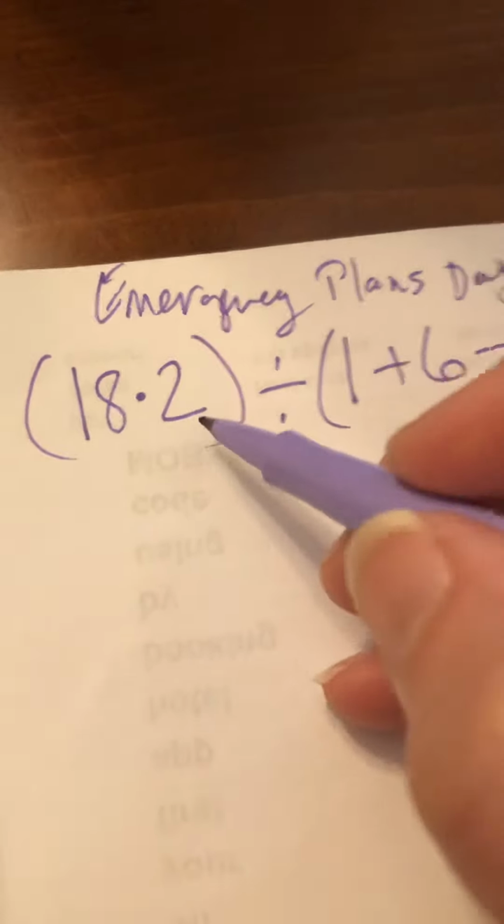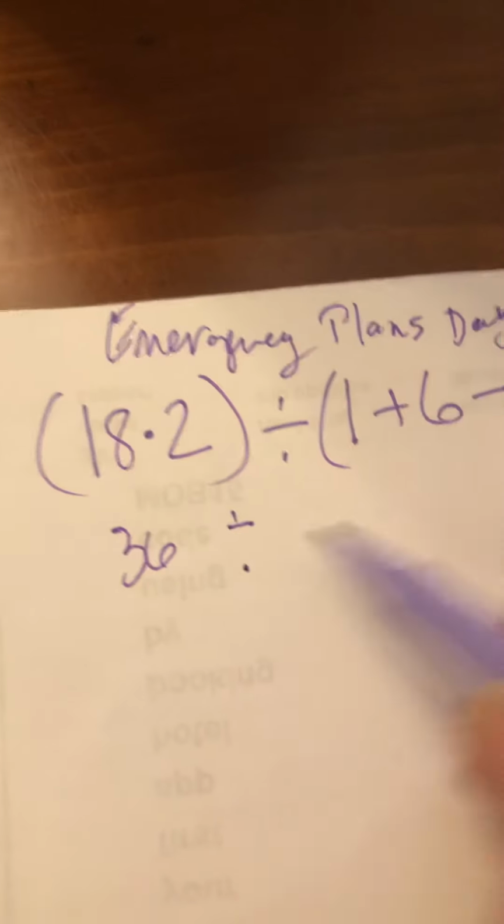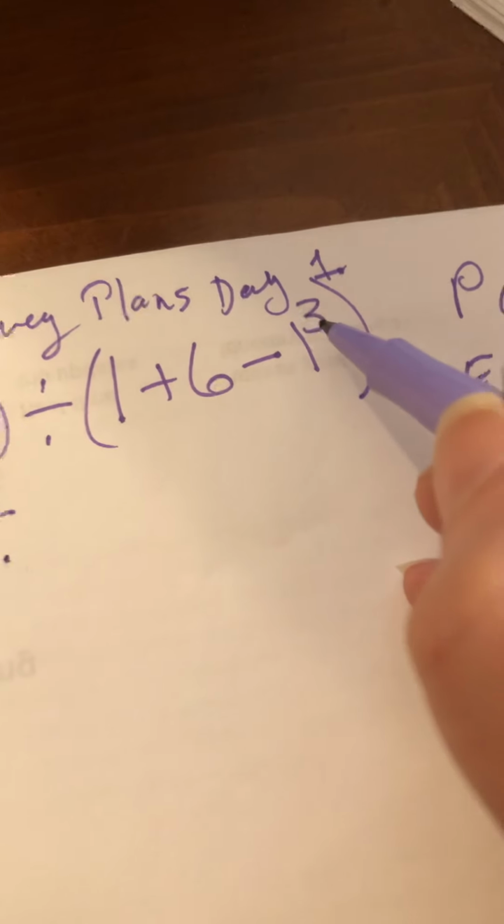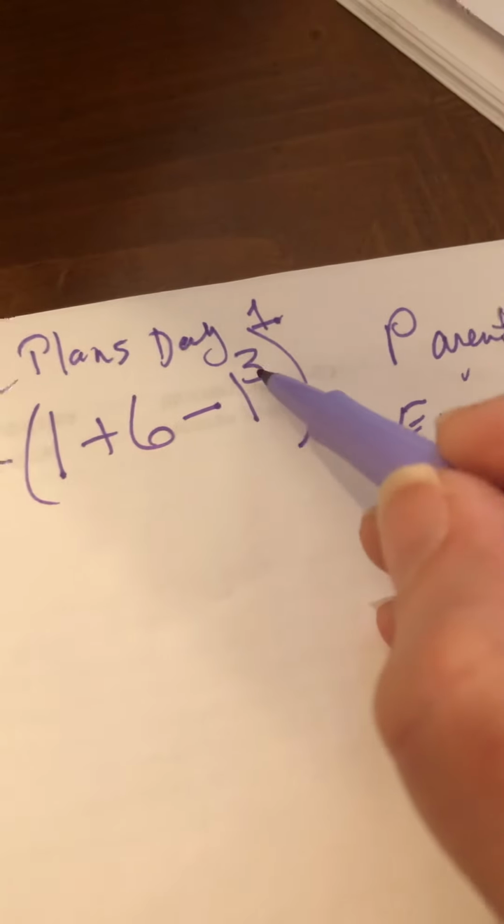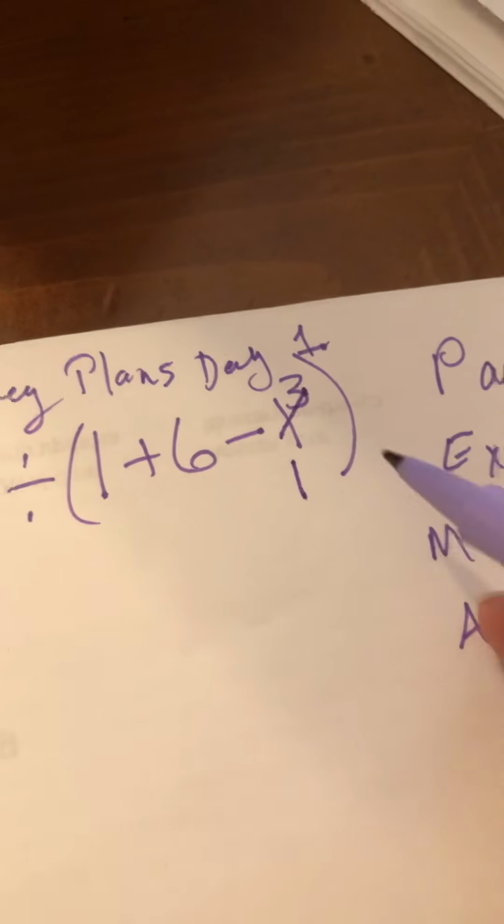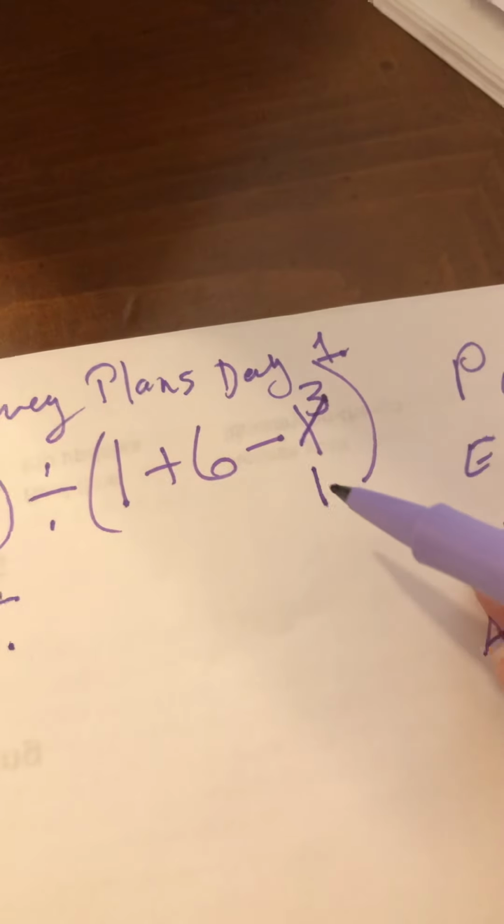So let's look. We've got an 18 times 2, that's 36. And then we divide by the 1 plus 6 minus 1 to the third. Oh boy, we've got parentheses, but we have an exponent. Well, within the parentheses, we have to do the exponent. So 1 to the third gets done first. Luckily, that is just 1. 1 times 1 times 1 is 1. So we're looking at now 1 plus 6 minus 1.